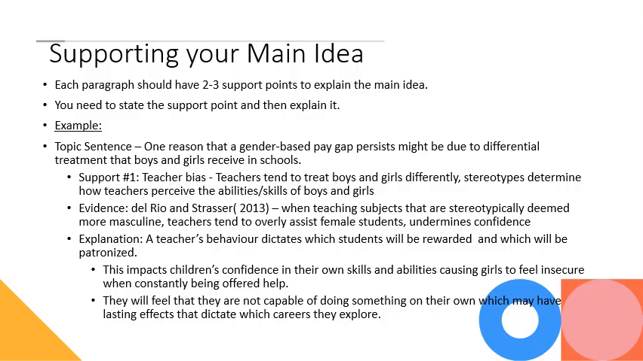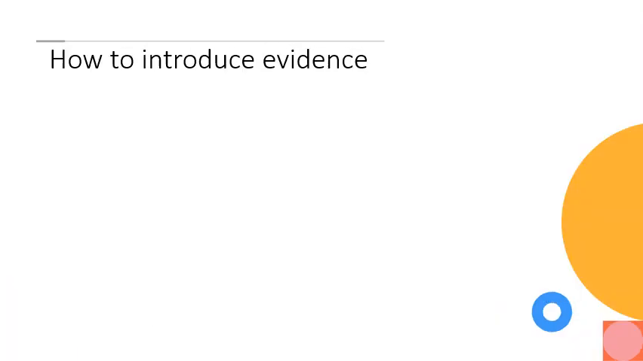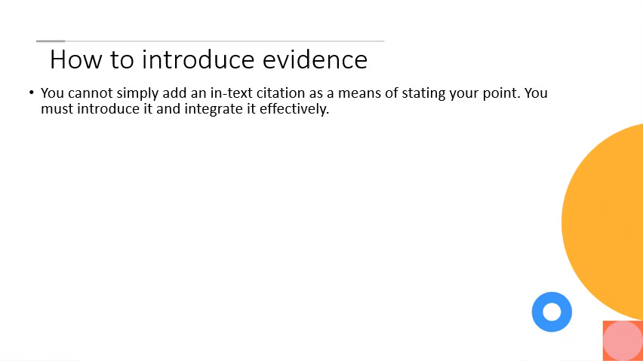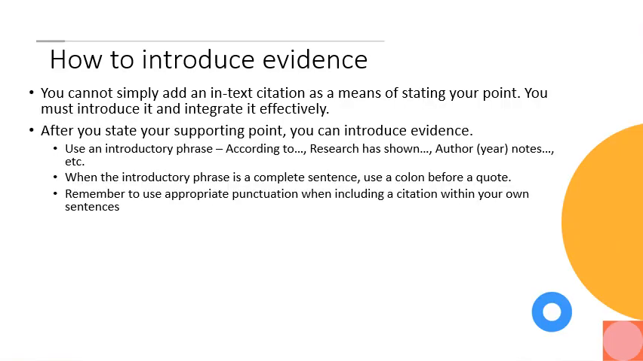Then I would need to organize this into some organized sentences to introduce the support idea, introduce the evidence, and explain why that evidence is important. How you introduce your evidence is important as well. So you cannot simply just add an in-text citation as a means of stating your point. The research is not there to make your argument. The research is there to support your argument.